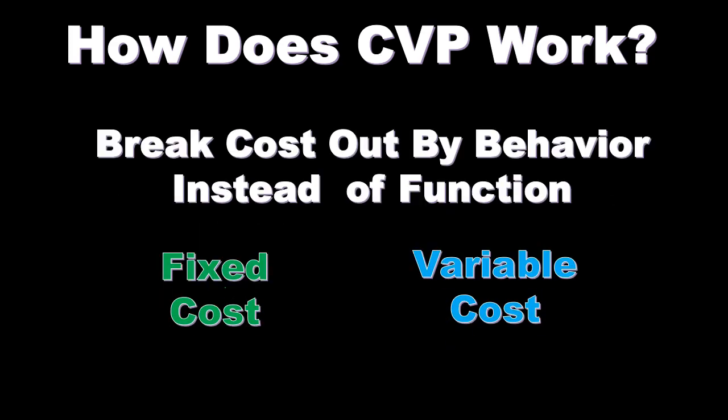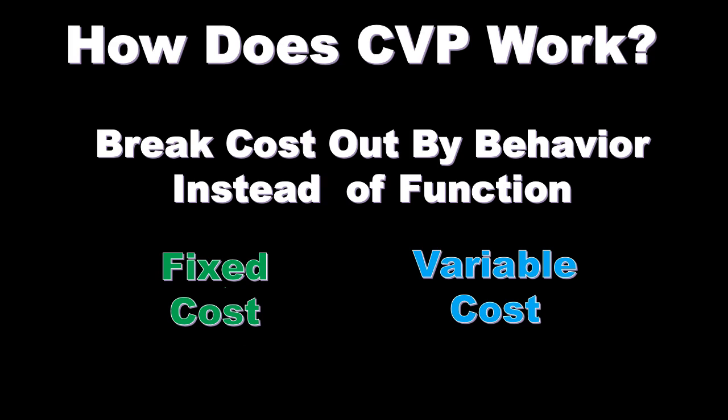What's the major process that we're going to use in a CVP type of analysis? We're going to take the expenses and we're going to break them up not by what they do. We're not going to group them by selling and admin or cost of goods sold, but by how they act. So we're going to break up the expenses by how they act. We want to break up all the expenses into two categories: fixed costs and variable costs. So we want to see all the expenses and break them up into fixed type costs and variable type costs.